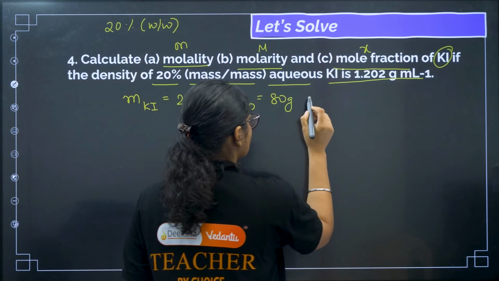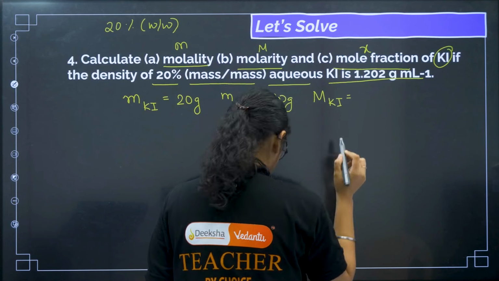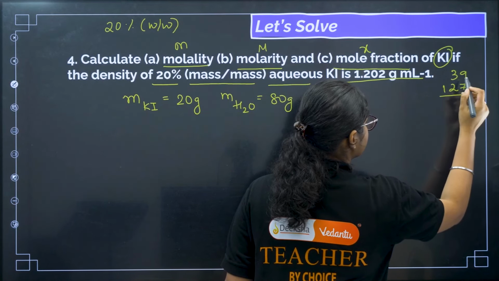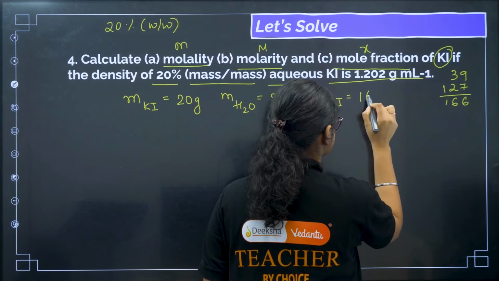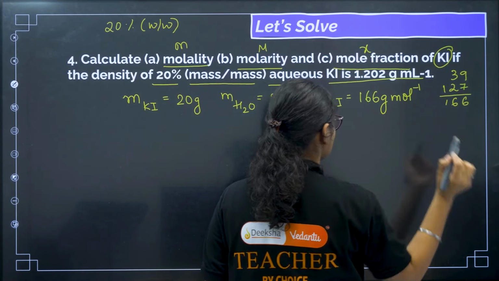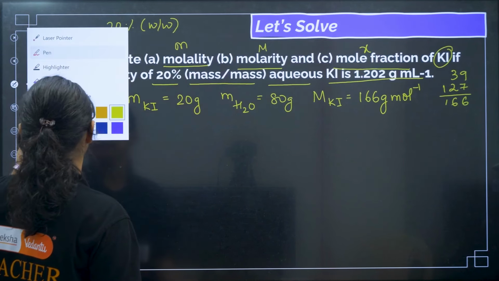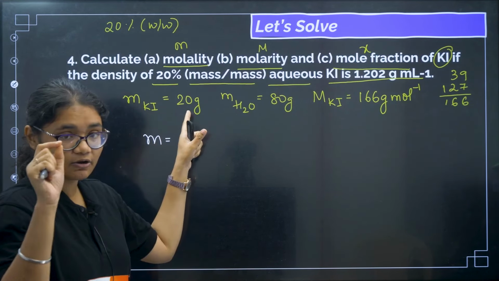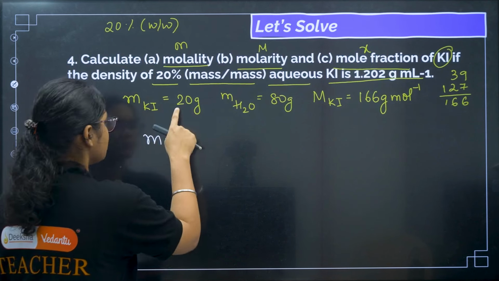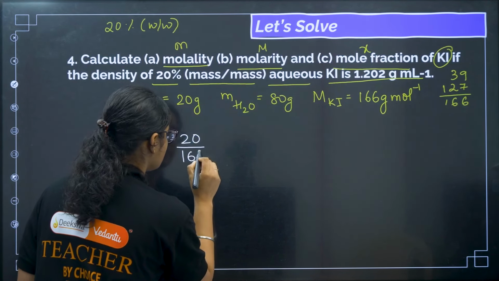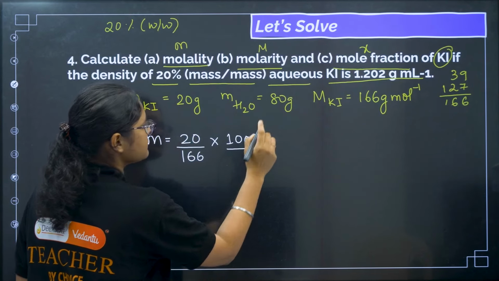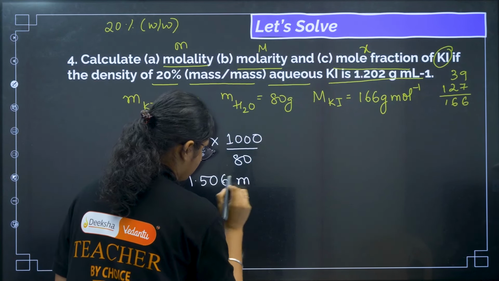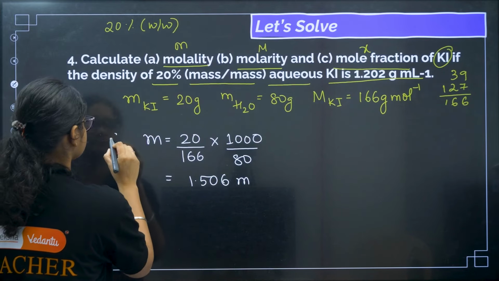Now let us first calculate the molar mass of KI. Potassium is 39 and iodine is 127, so if I add these, we get 166 gram per mole, the molar mass of KI. Now let us start the first part, the calculation of molality. The molality formula is number of moles of solute by mass of the solvent into 1000. So the number of moles of solute is 20, given mass by molar mass, into 1000 by the mass of the solvent, 80. Solving this, you get around 1.506, and that is molality. Very easy and simple, the first part.